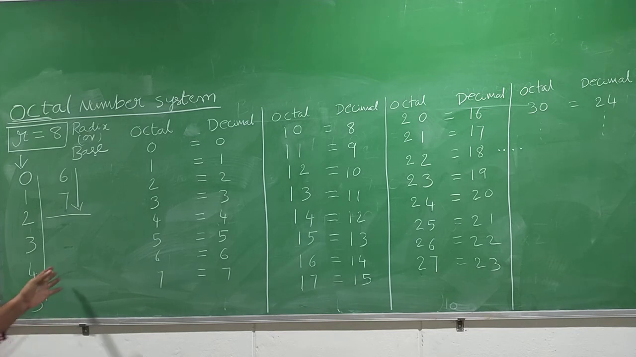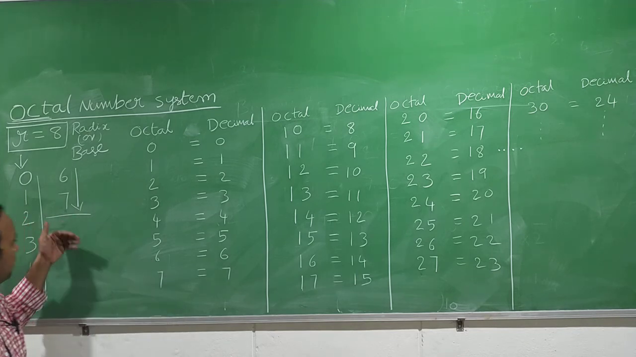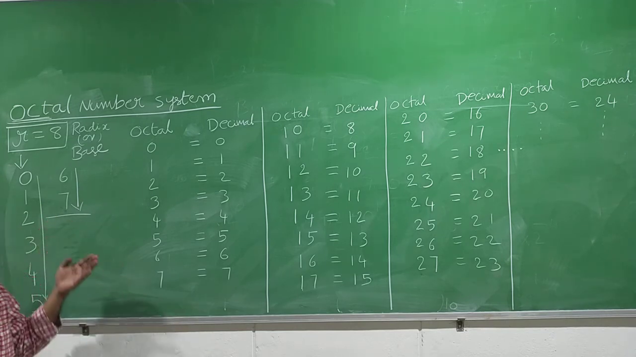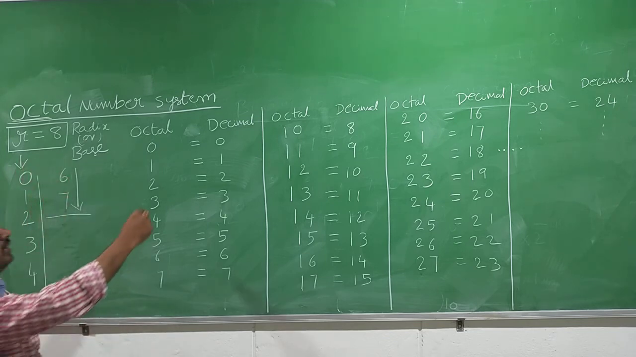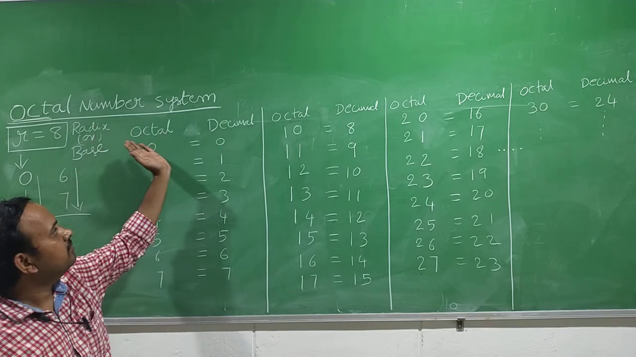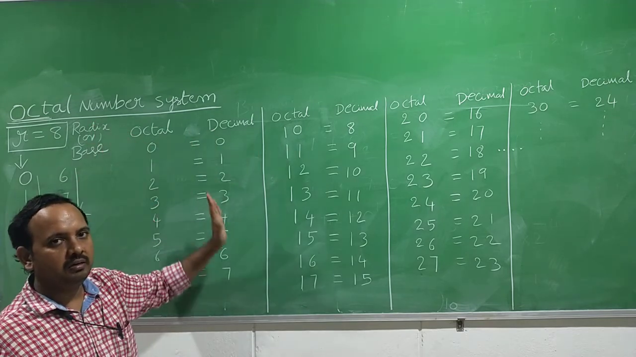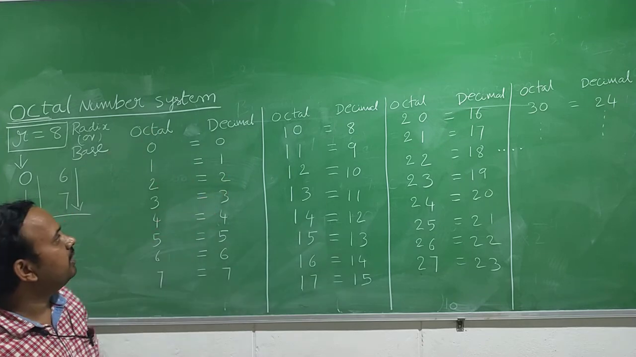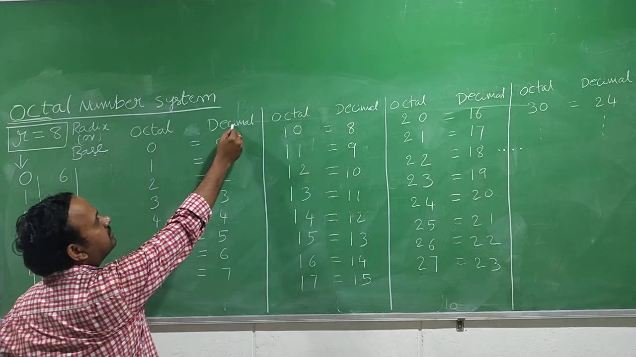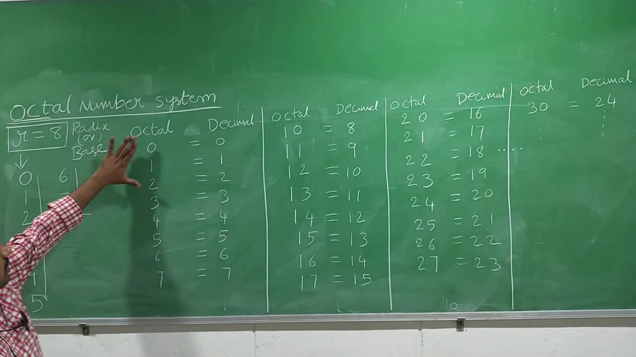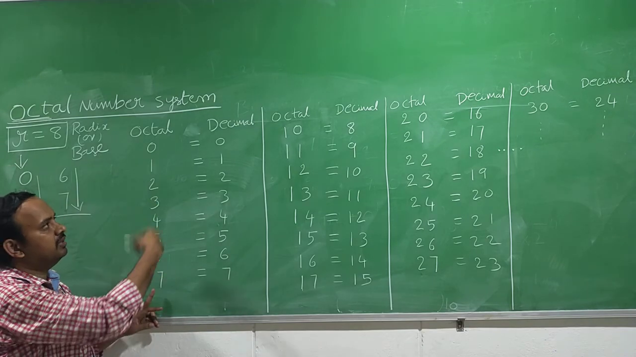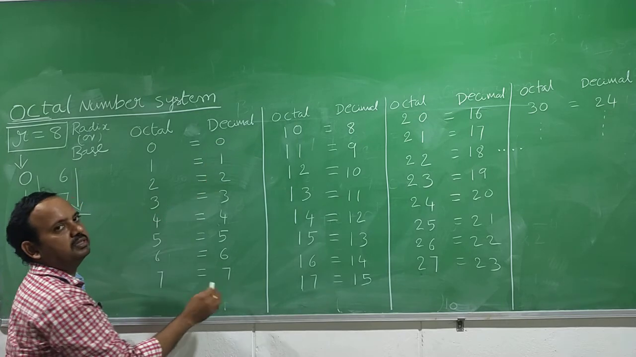Now, what will be the next number after 7? As we derived in the binary and decimal number systems, here also we will derive. For the sake of simplicity, I have written the equivalent decimal number for that octal number, like in binary. So here this is the octal number, this is the decimal number, right? For the primary sequence 0, 1, 2, 3, 4, 5, 6, 7, the equivalent decimal is the same, 0, 1, 2, 3, 4, 5, 6, 7.